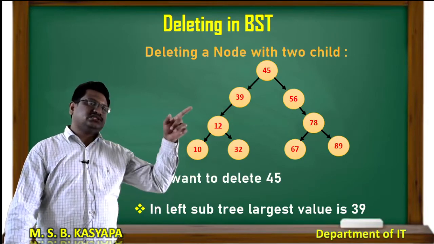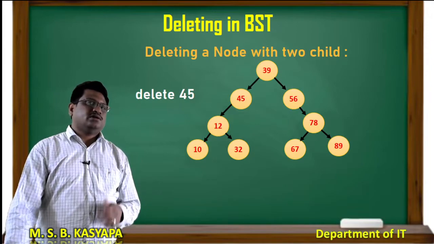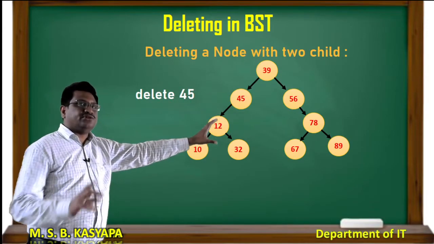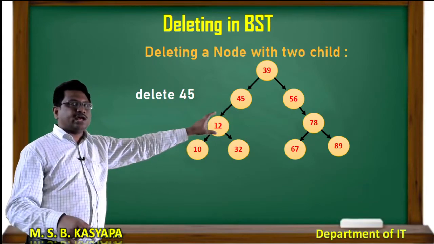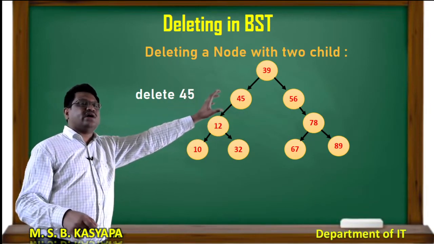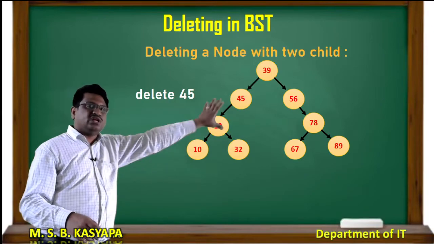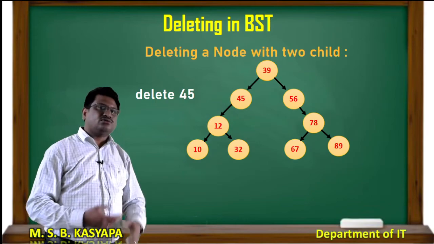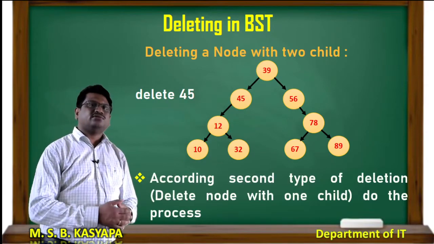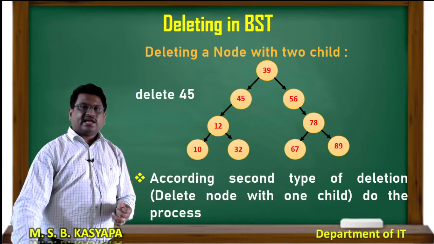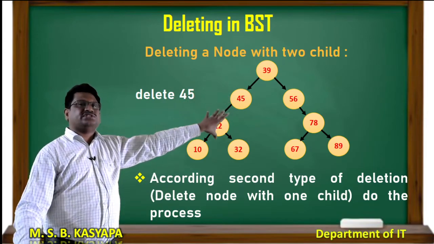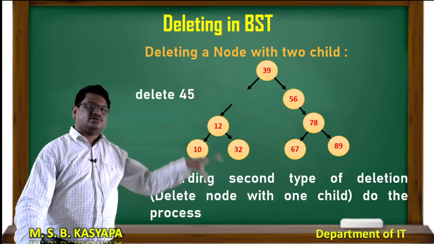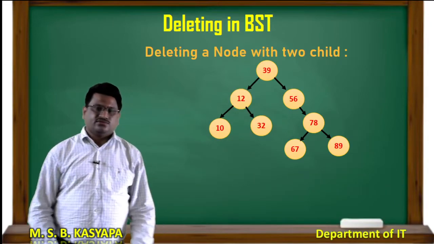So, 39 is replaced with 45. If you see here, if I want to delete 45, it is now converted into type 2. What is type 2? Type 2 is deleting a value which has only one child. One child means I have only a left subtree. So, how to do it? Simply, I have to put a connection between the 45 child node and the parent node. Now, I can delete the value 45.